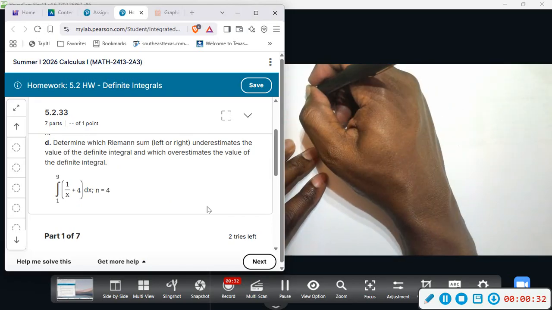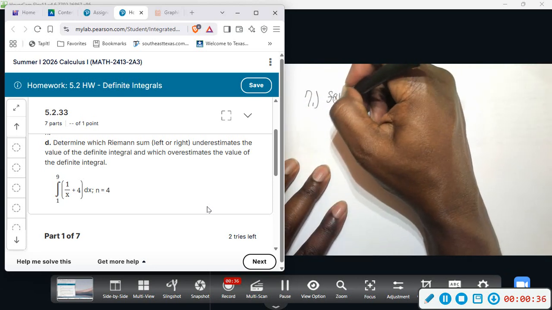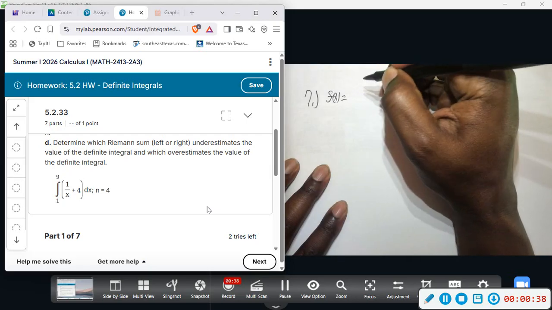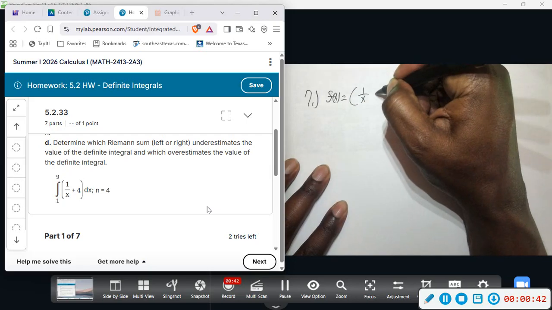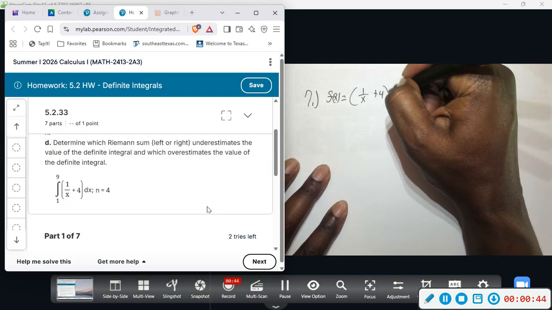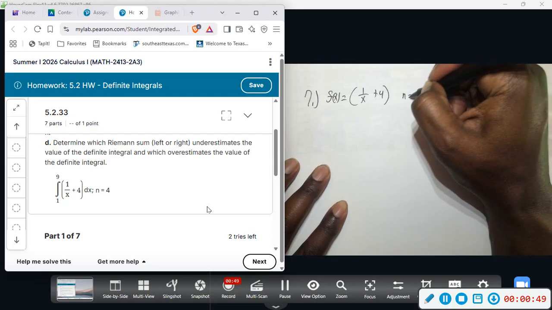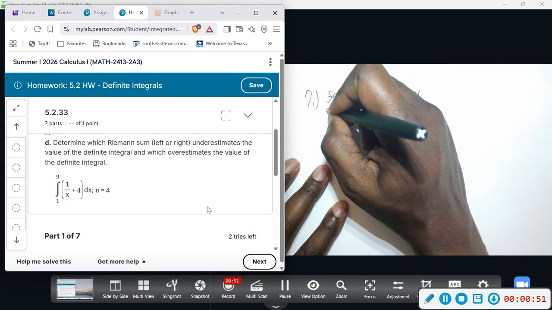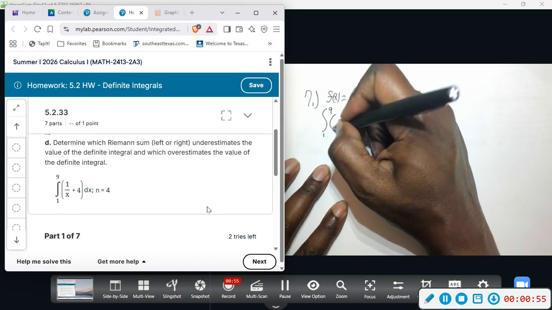All right, so number 7. Our function is 1 over x plus 4, and we are evaluating with n equals 4. Our limit is from 1 to 9, so let me write it like so.